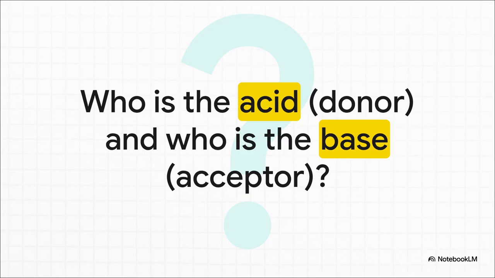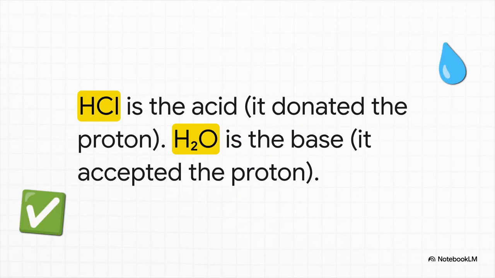So, based on what we just saw, that little game of proton catch, let's think about it. Who was the donor? Who was the acceptor? In other words, who acted as the acid and who acted as the base? Exactly. Because HCl donated the proton, it's our Bronsted-Lowry acid. And because the water molecule accepted that proton, it was acting as the Bronsted-Lowry base in the specific reaction.